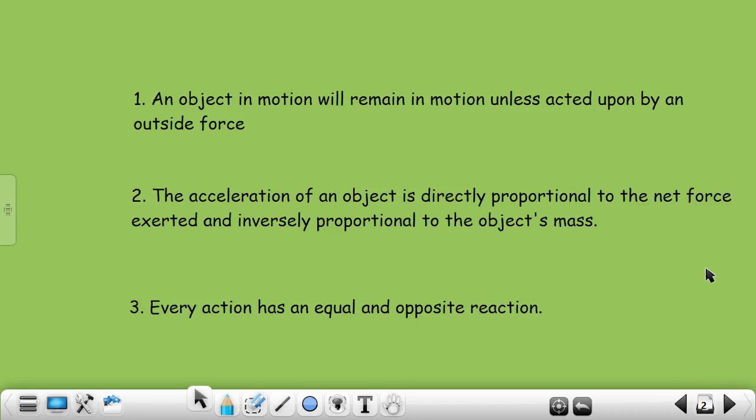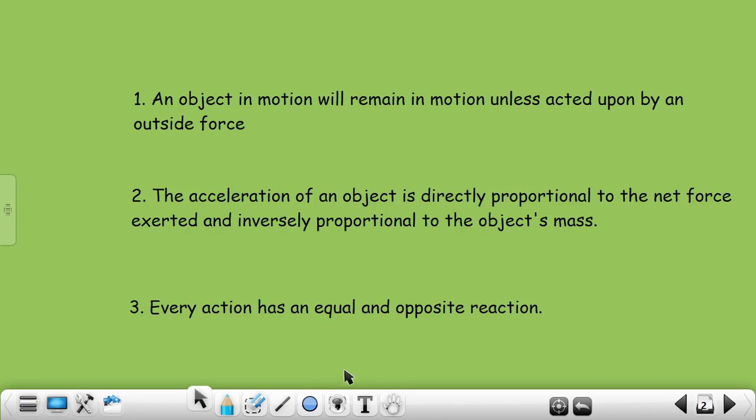There are three laws. Newton's first law: an object in motion will remain in motion unless acted upon by an outside force. You could also say an object at rest will remain at rest unless acted upon by an outside force. Number two, the acceleration of an object is directly proportional to the net force exerted and inversely proportional to the object's mass.